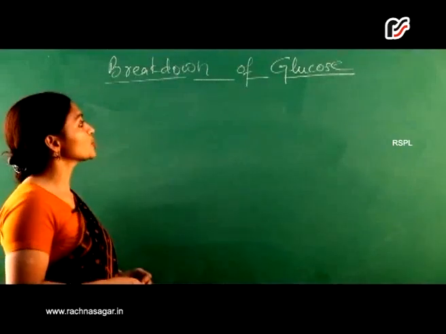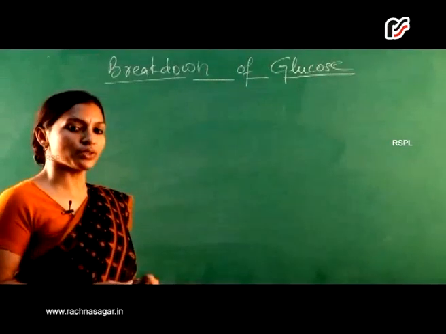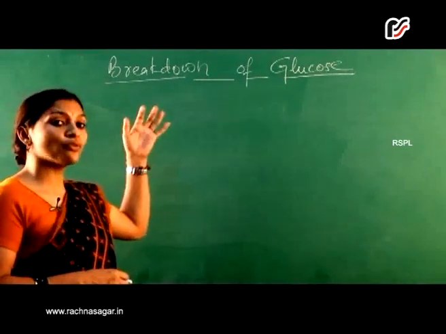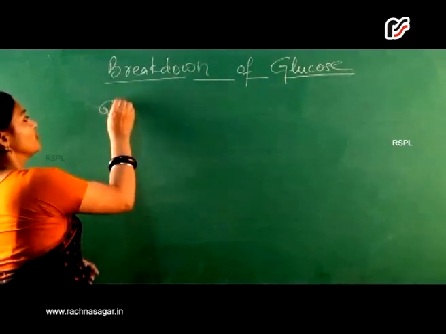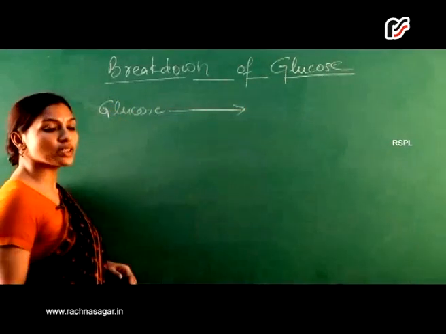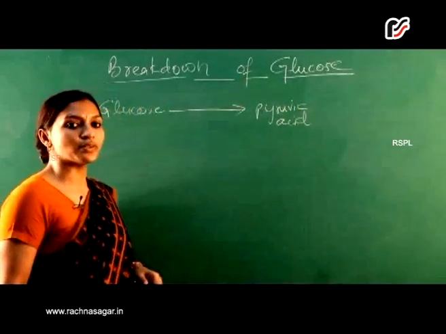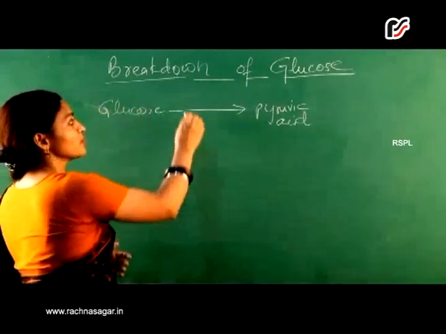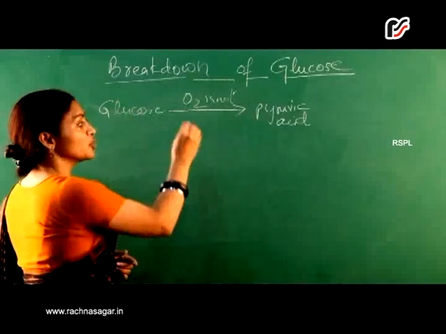As we know, glucose is formed during digestion. What happens to this glucose during respiration? Actually, breakdown of glucose occurs during respiration. Let's have a look how this process takes place. The glucose is converted into pyruvic acid. This conversion of glucose into pyruvic acid doesn't need oxygen. So oxygen is not used.